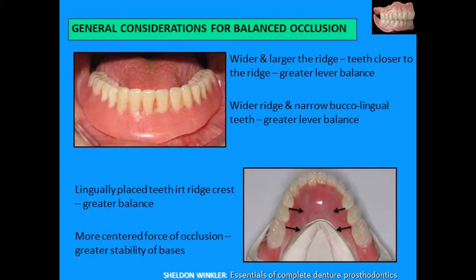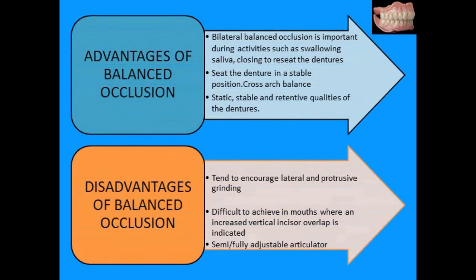So the complete denture should be designed in such a way that the forces of occlusion should be centered anterior-posteriorly in the denture. So if there is more centered force of occlusion, there is greater stability of the denture bases against the lever forces. That means there is greater lever balance. So these were the general considerations for balanced occlusion given by Sheldon Winkler. Coming to the advantages and disadvantages of balanced occlusion.